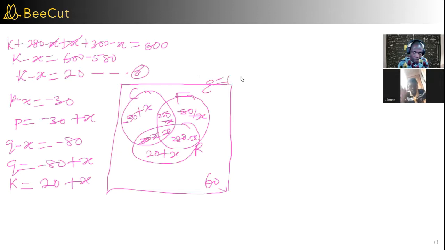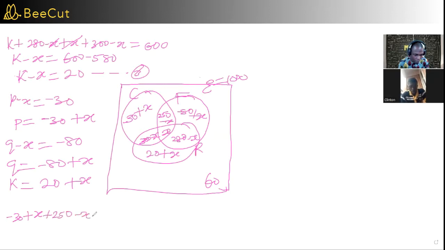You know that the universal is 1000. And once the universal is 1000, we remove 60. If I add everything inside these three circles together, what am I supposed to get? 940. Very good. So that is what we want to do now. We want to add everything starting from minus 30. So I have negative 30 plus X, then plus 250 minus X.